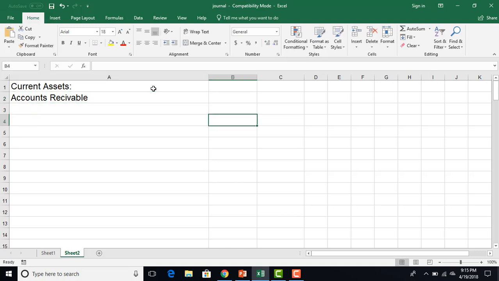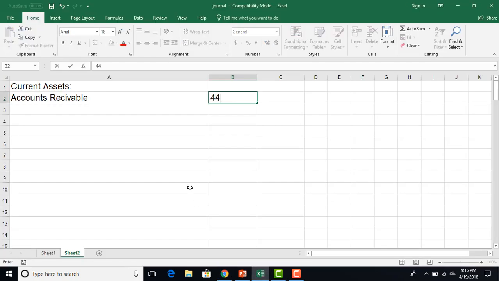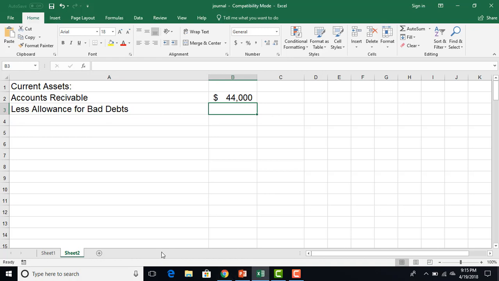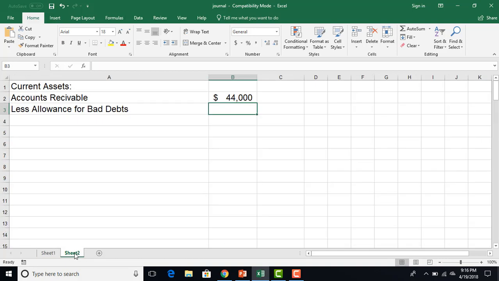So I have accounts receivable, and if I look back at the problem info, it told me right here that accounts receivable totaled $44,000 at December 31st, 2018. So I know accounts receivable was $44,000. And then remember, right after I say less allowance for bad debts, and I know that my allowance for bad debts, according to that journal entry I just did, had nothing in there from the previous period, it told me this was the first year, so my allowance for bad debts is just that $9,330. And I'm subtracting it.